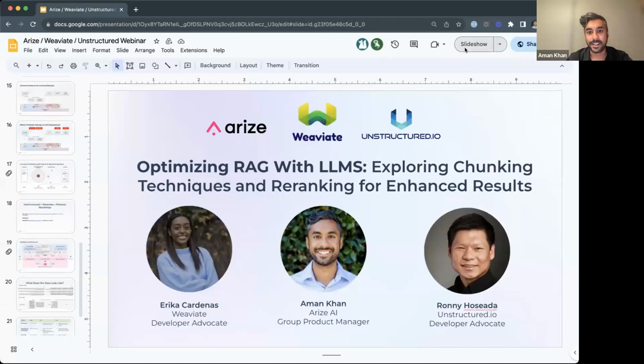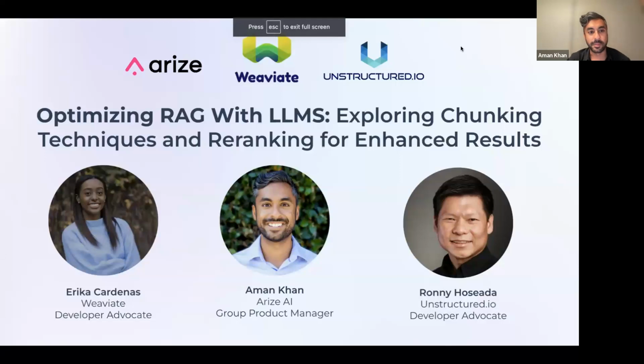Awesome. I'm going to go ahead and share my screen. Great. And today we're going to be talking about optimizing RAG with LLMs. We're going to be talking about various chunking techniques using Unstructured, re-ranking using some of the tools built into Weaviate, and basically show how you can evaluate these types of systems when it comes to actually being able to deploy in production, and evaluating those systems offline as well, using Arize and our open source tool, Phoenix.